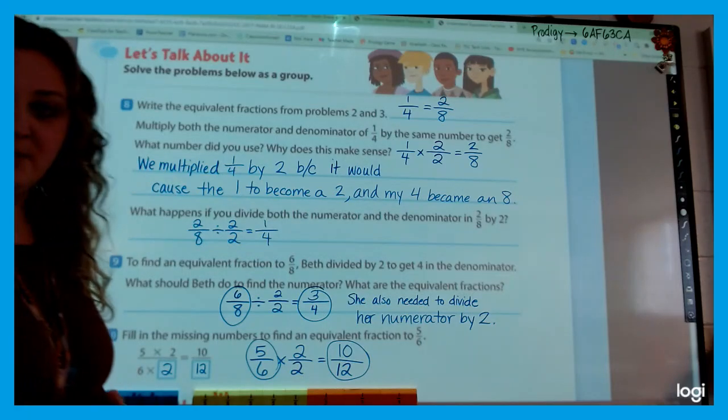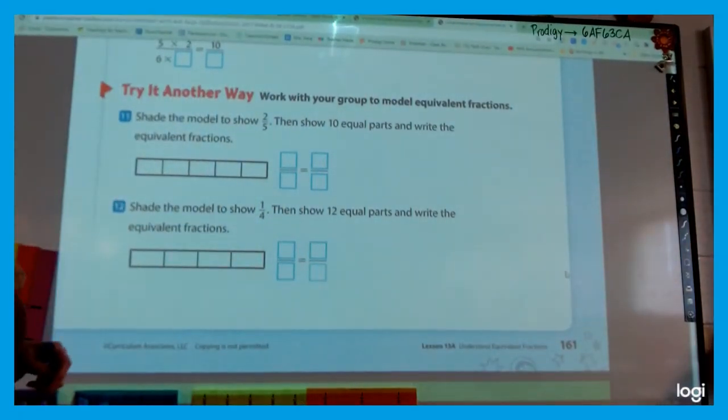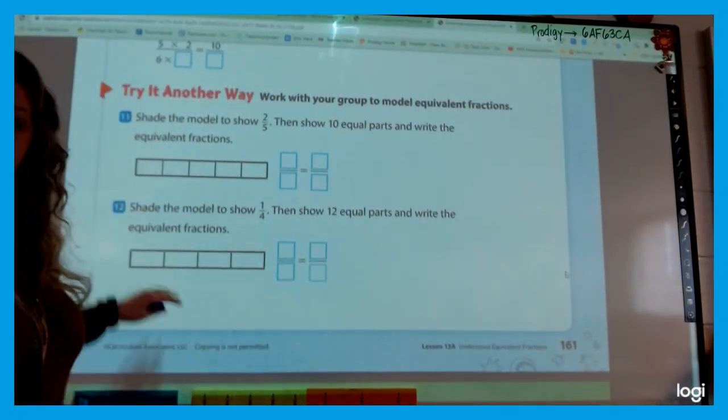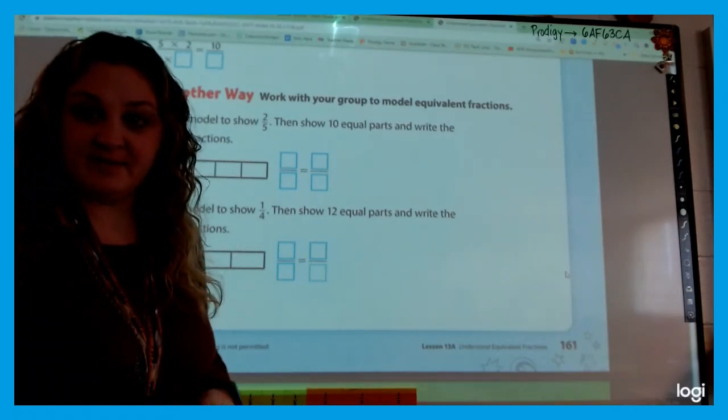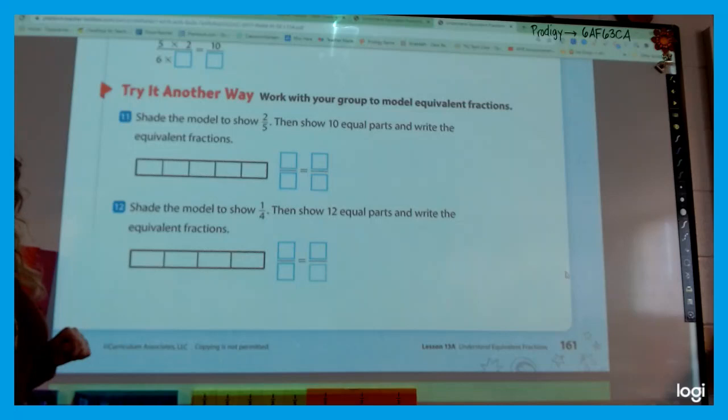All right, let me pause, move my screen just a second. All right, so at the bottom of our page, really quickly, before we do some whiteboard review to wrap up our lesson, we will do 2 more practice where we use the models, okay, to find equivalent fractions.